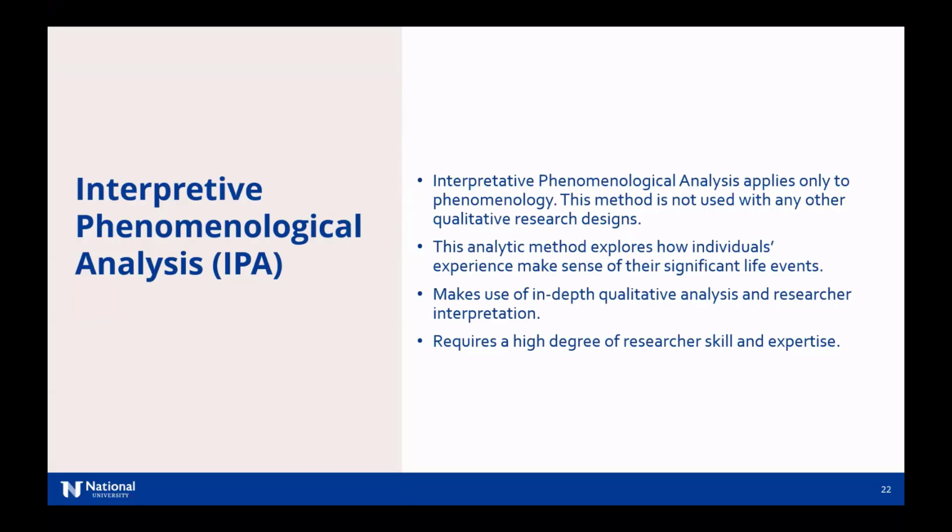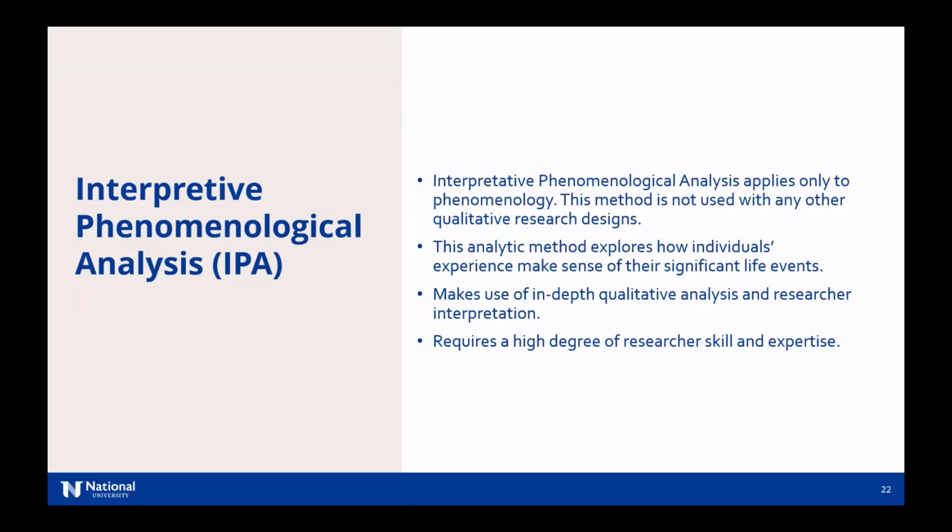With this analytic method, the researcher explores how individuals make sense of their significant life events. So in other words, we are looking at a smaller sample than a case study, for instance, and we're trying to look at the lived experience of the participants. Many people make the error of using the term lived experiences with case study, narrative inquiry, and ethnography. This term really only applies to phenomenology.